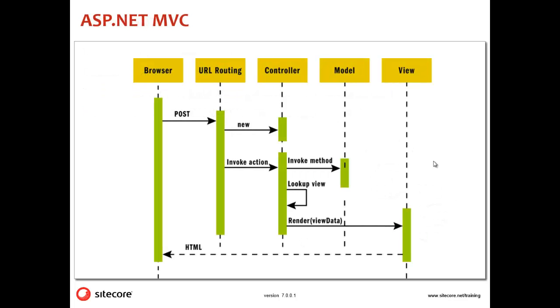Let's look at that in more detail. This diagram, which I borrowed from the internet, shows the execution process of a regular ASP.NET MVC application. A request comes in and is routed to a controller. An action is invoked, which invokes a method, and in that method you might do something with a model or a view bag if that's how you roll. That's then passed on to a view and rendered back to the browser as HTML.